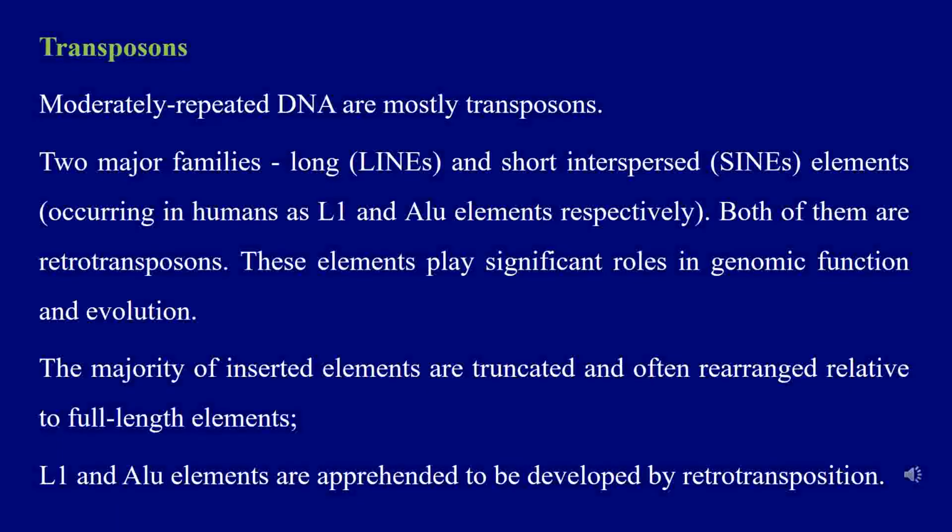Transposons. Moderately repeated DNA are mostly transposons. Two major families under it are long interspersed elements, that is LINEs, and short interspersed elements, that is SINEs. L1 is an example in human of the first kind, that means under long interspersed elements, and Alu element is an example of SINEs. Both of them are retroposons. These elements play a significant role in genomic function and evolution.